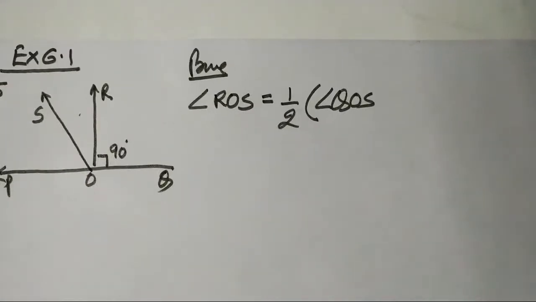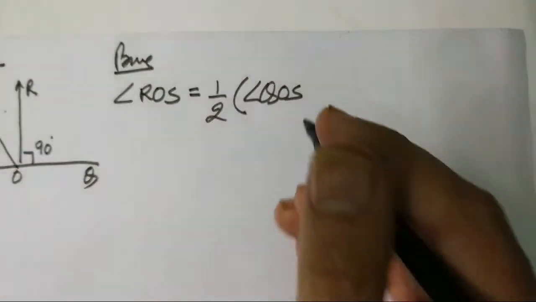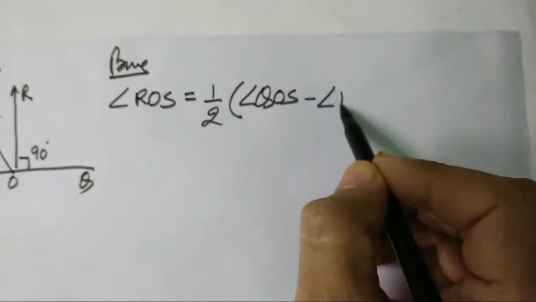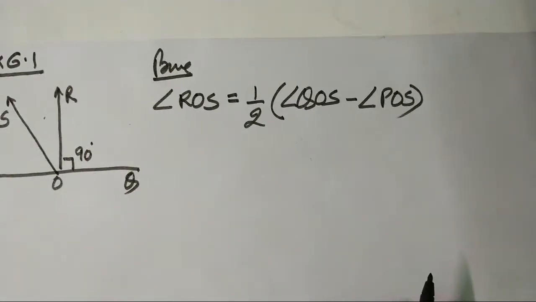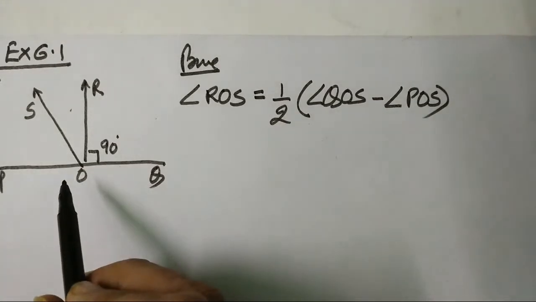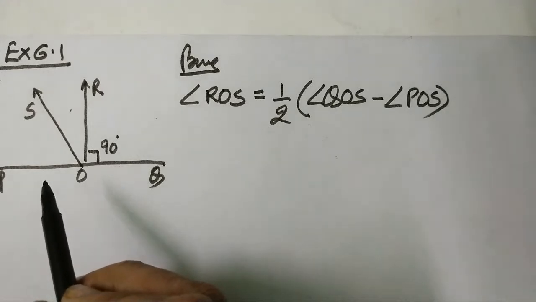Now this is a sentence which has to be proved. So angle ROS is equal to half of angle QOS minus angle POS. This is the sentence which has to be proved in this question. So the figure is given, and we will follow this figure and try to prove in a simple manner.